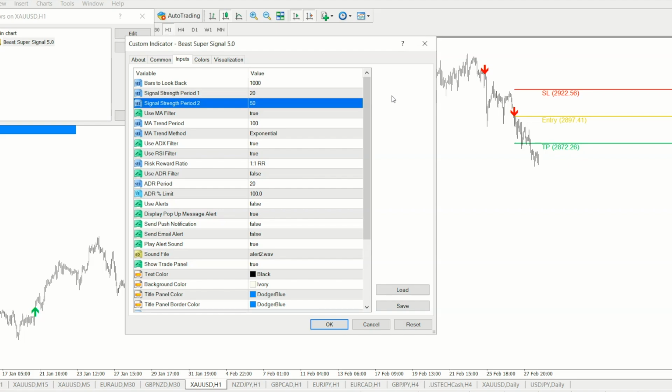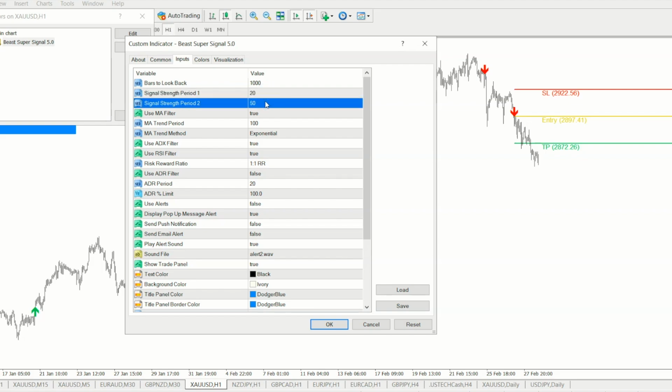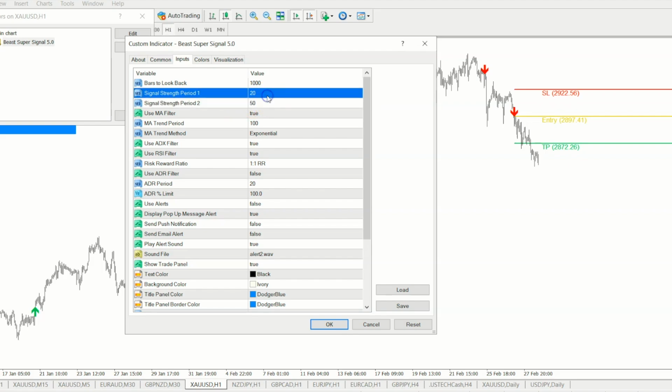As you know, the signal strength period is a kind of filter. The lower the number, the more signals you might have, but it could also decrease the accuracy. Using a higher period will lower the frequency of signals, but could then increase the accuracy. So by playing with these settings, you can find a balance, a sweet spot of what works for you depending on the time frame that you're trading on. There are now two levels, a higher period and a lower period.